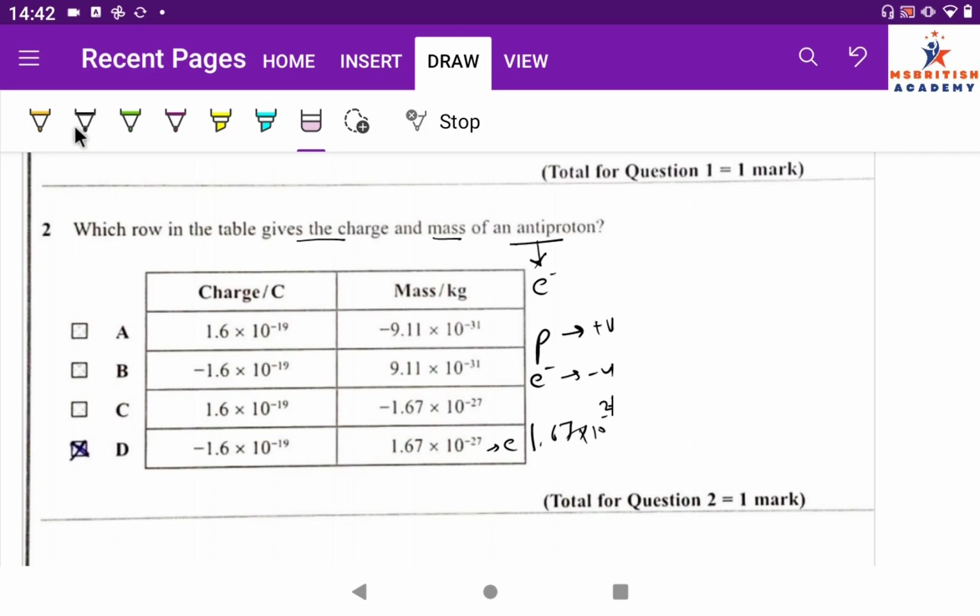Okay, this is the mass of a proton and this is the mass of an electron, and here we are talking about an antiproton, therefore it is the mass of an electron and the charge of an electron. So the correct answer is D.